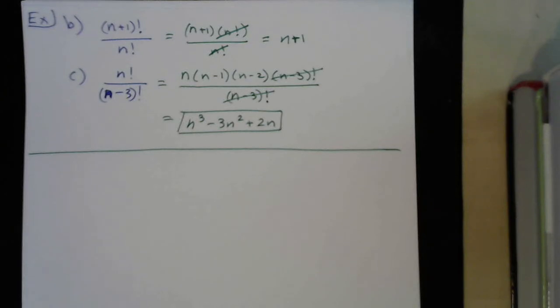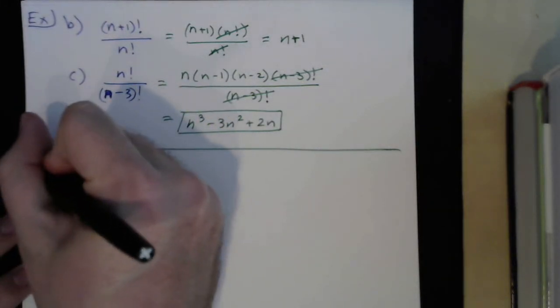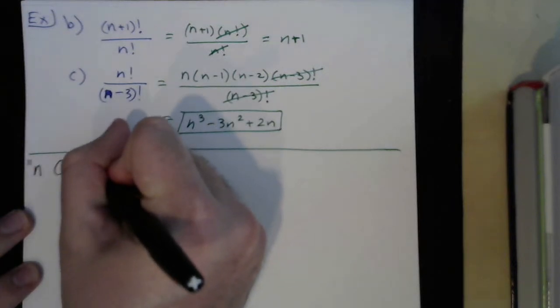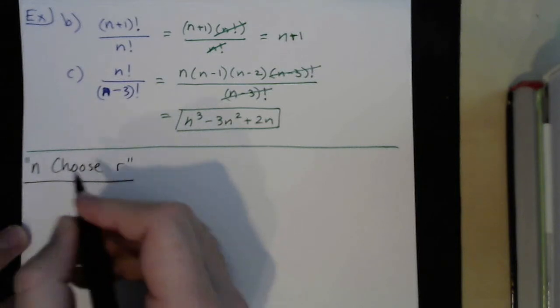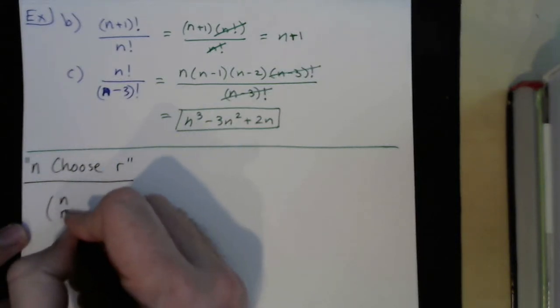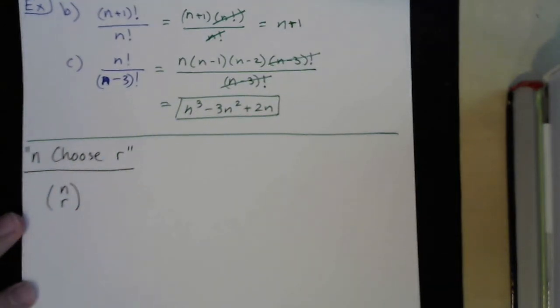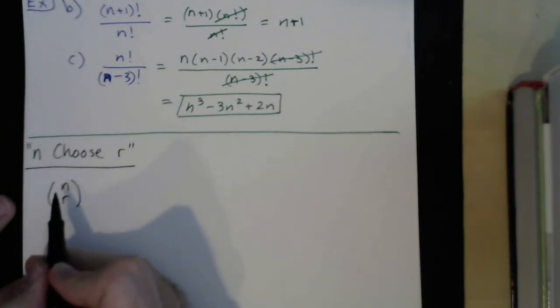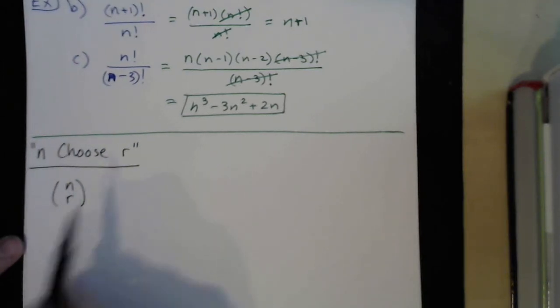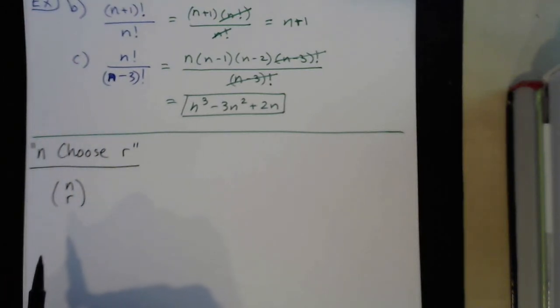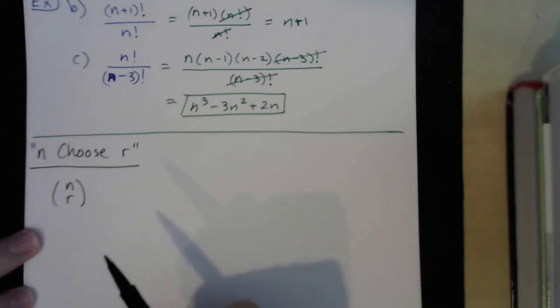And why do we want to simplify factorials, you ask? Well, that's because we have n choose r. The symbol for this is a stacked parentheses with n over r. It's really easy to want to write the division bar here. I do this all the time. Make sure that you don't, because it's not n over r, it's n choose r. And so we read this as n choose r.